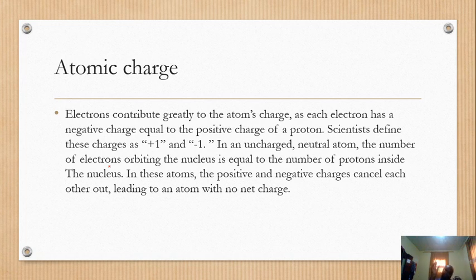For example, let's take the charge of a sodium atom. Sodium atom has 11 protons and 11 electrons. So the 11 protons have a positive charge and the 11 electrons have a negative charge, so they cancel each other. If we have 11 positive and 11 negative, and you add them, it's 0, right? It's zero.